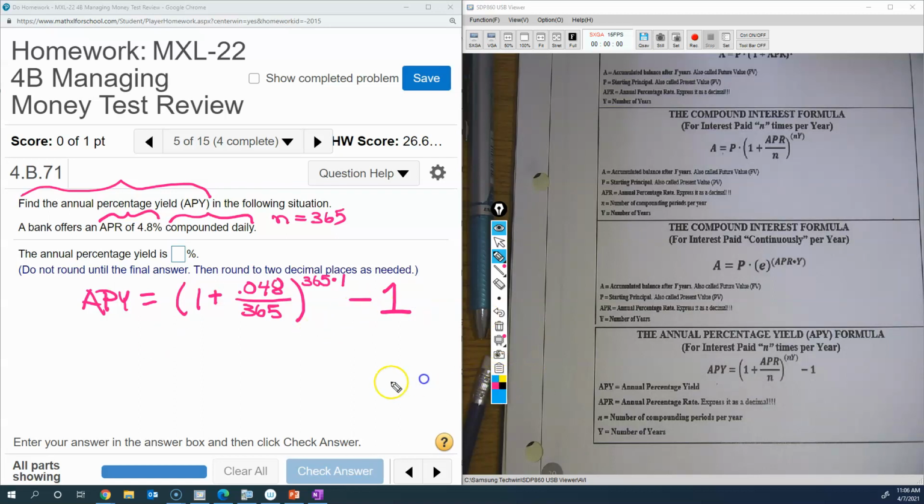Okay, now again, order matters. Actually, we're going to do this division first. So the order that you do this, that's first. Then you're going to add 1 second. Then you're going to do your exponent third. And then you're going to subtract 1 fourth.